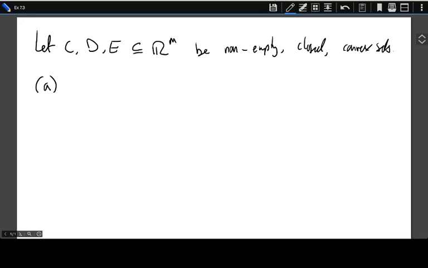So for the first part of this question, we want to prove an equivalence. The first direction we shall prove with the contrapositive.